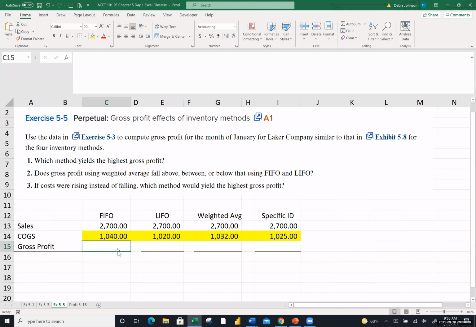So let me give you guys a second in case you need to go back to your work and reference it. Let me give you a second. And this is a really good example of what happens to the profit. Remember, all the same transactions. So think of this as maybe 4 different companies recording the exact same transactions using different inventory methods. Let's see what happens. Gross profit is sales minus cost of goods sold.